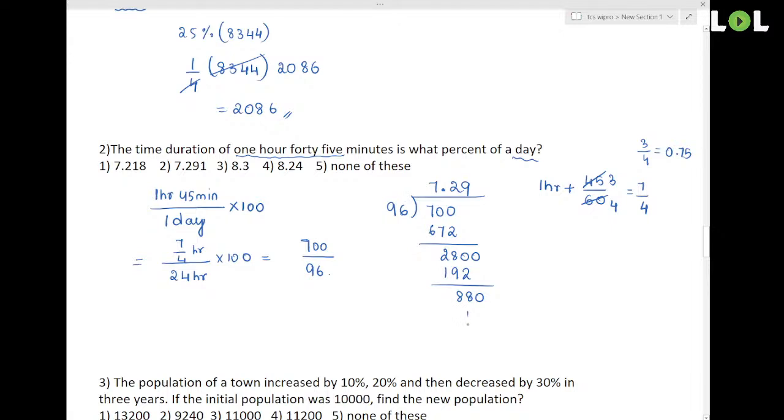So don't bother further about it. Now look at the options. What do I have? 7.291. So 7.29 in how many options do we have? In only one option, 7.291.